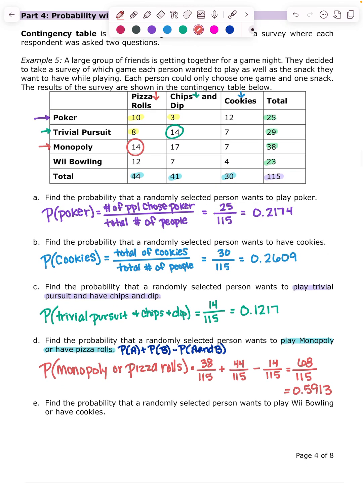There's another problem here. Find the probability that a randomly selected person wants to play Wii Bowling or have cookies. I recommend you take a moment to pause the video and see if you can figure out the answer to this one on your own. It is very similar to the one that we just did. So I'll give you a moment, pause the video, work it out, I'll stop talking.